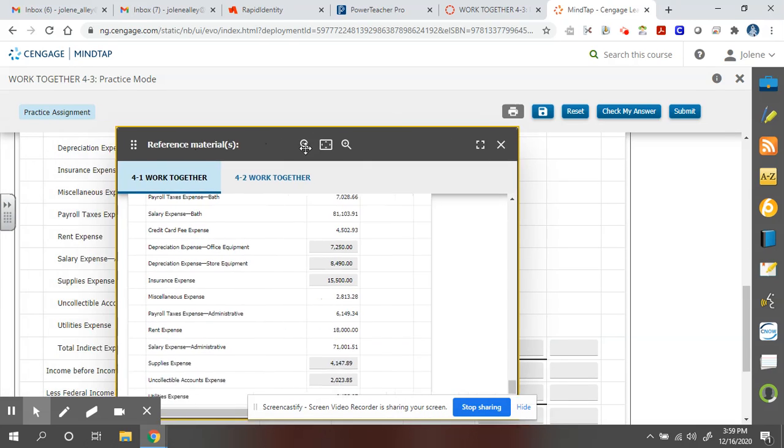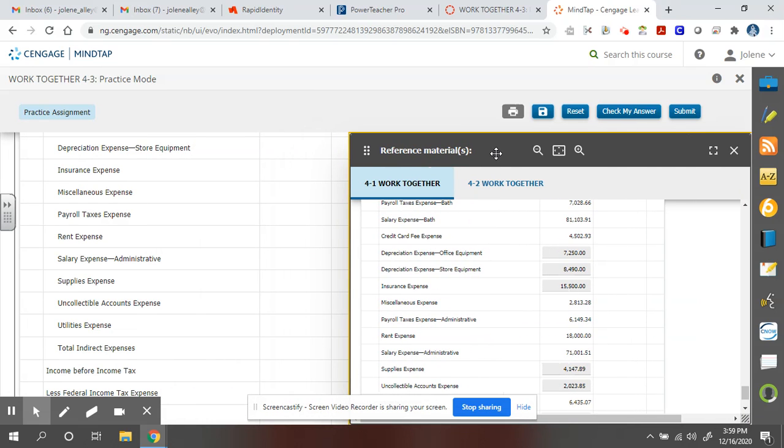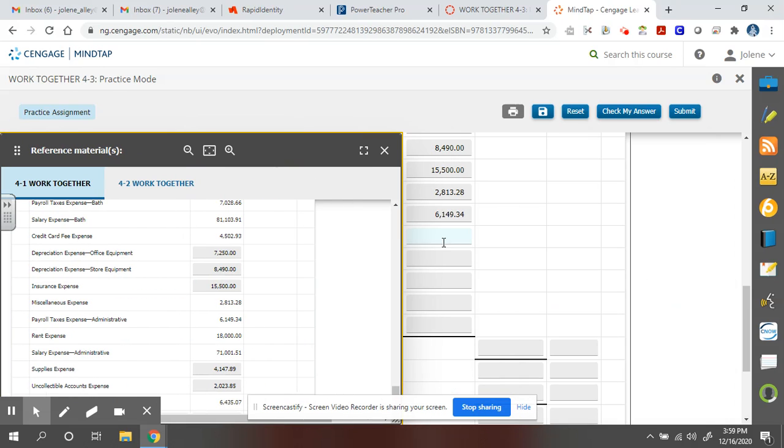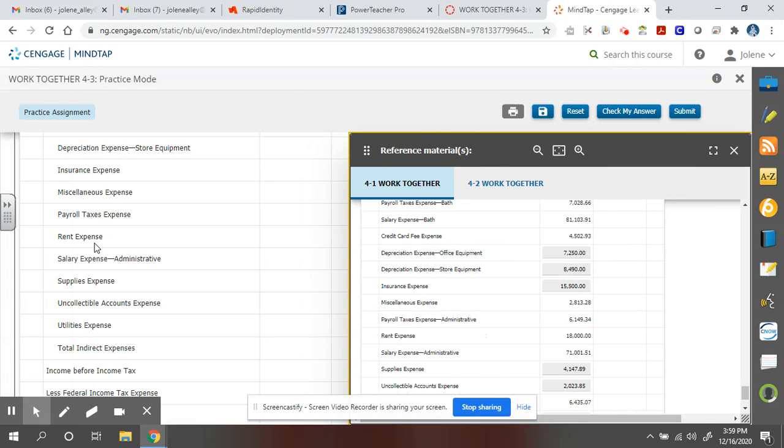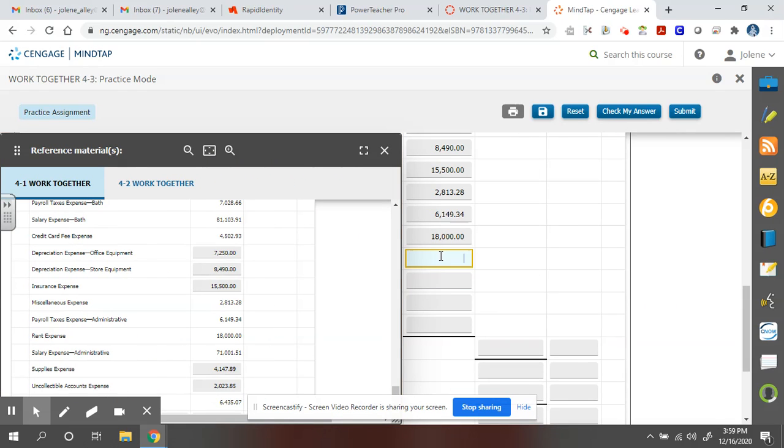Okay. That was payroll tax expense. Now is rent expense. Rent expense is $18,000. And after rent, it asks for salary expense for administrative. Salary expense, $71,001.51.